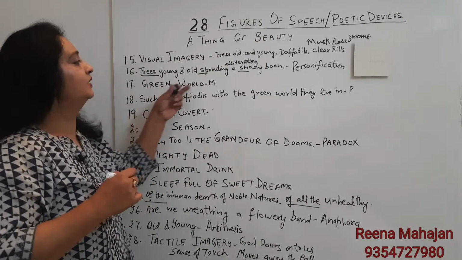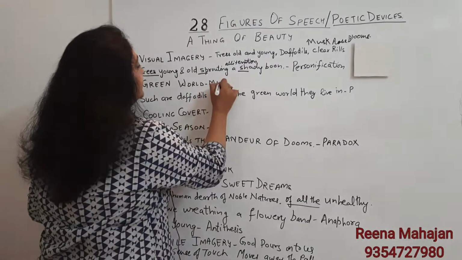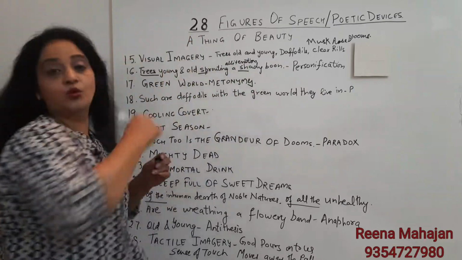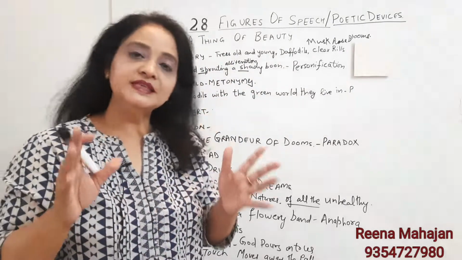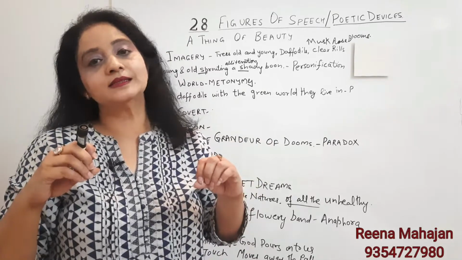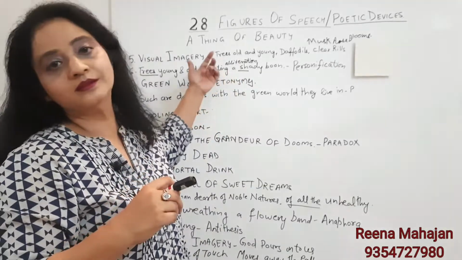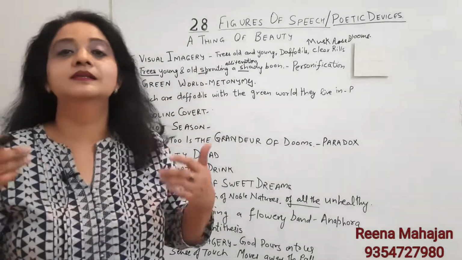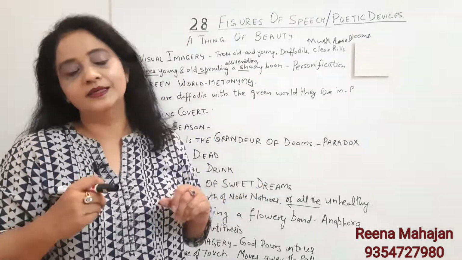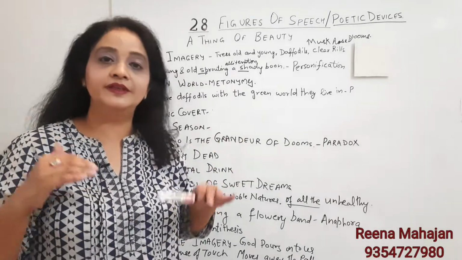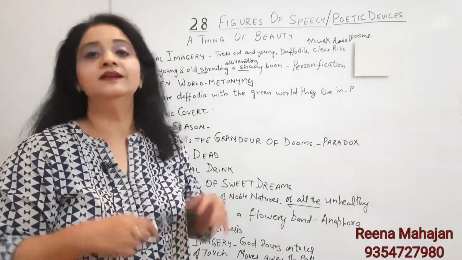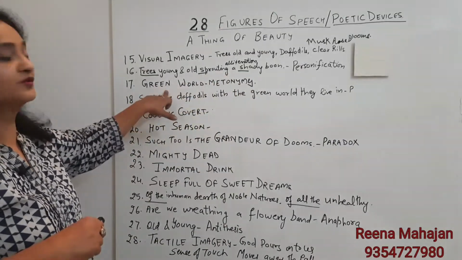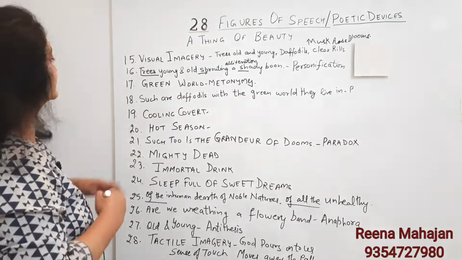17th is green world. Green world is metonymy. Now, what is metonymy? Metonymy is a figure of speech in which we symbolize anything with some other words. For example, here the green world symbolizes what? The forest. If I say the chilling weather, winters. If I say the hot season, it's summers, right? So, metonymy is a figure of speech which symbolizes something else.